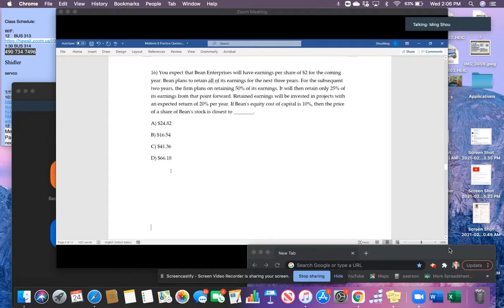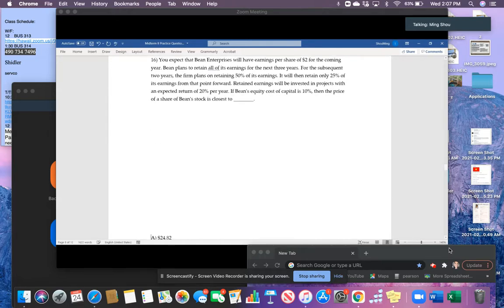We expect B Enterprises will have earnings per share equal to $2 for the coming year, and this company plans to retain all its earnings for the next 3 years, and for the subsequent 2 years, it plans on retaining half of its earnings. It will then retain only 25% of its earnings from that point forward. The retained earnings will be reinvested in projects with an expected return equal to 20% per year. Given the equity cost of capital equal to 10%, the question asks us, what is the stock price?